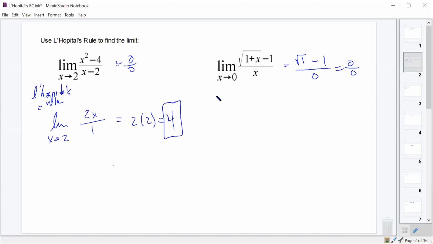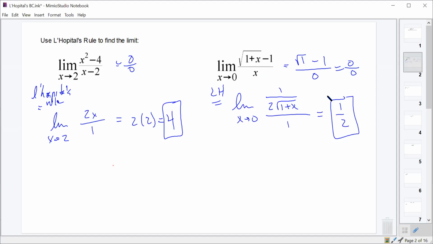Okay, so this is 0 over 0. So we can use L'Hopital's rule. What's the derivative of root 1 plus x minus 1? 1 over 2 times root 1 plus x. Yep. And then all over 1. Now we can plug in our 0, which gives us just a half. Good or no?